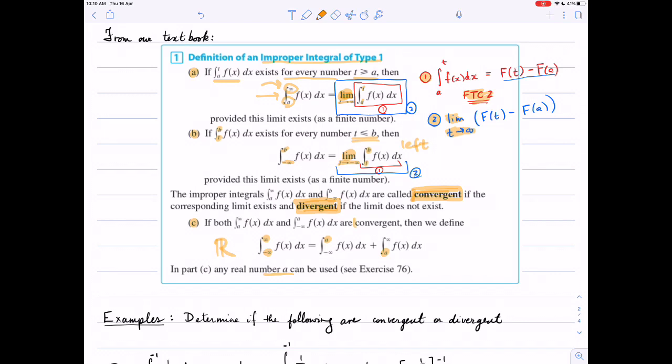But this is an important point to emphasize. This works if both of these pieces are convergent. If one or both are not convergent, then this procedure does not work. So this definition works only if the two separate pieces are convergent. Okay, let's go ahead and look at a couple of examples to put these into play.